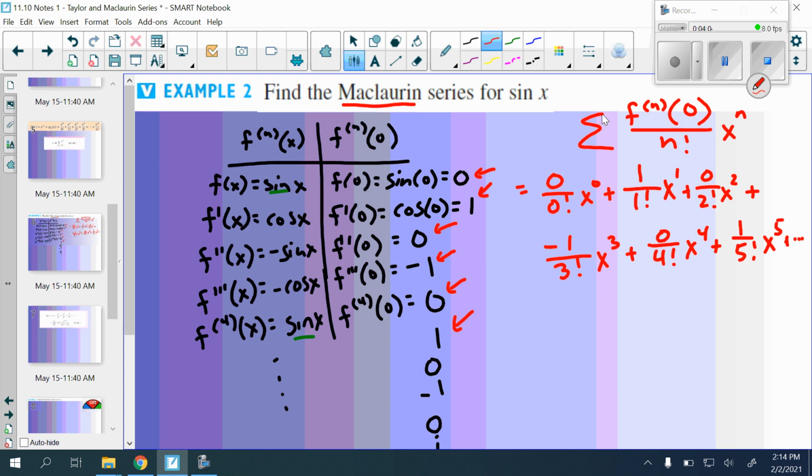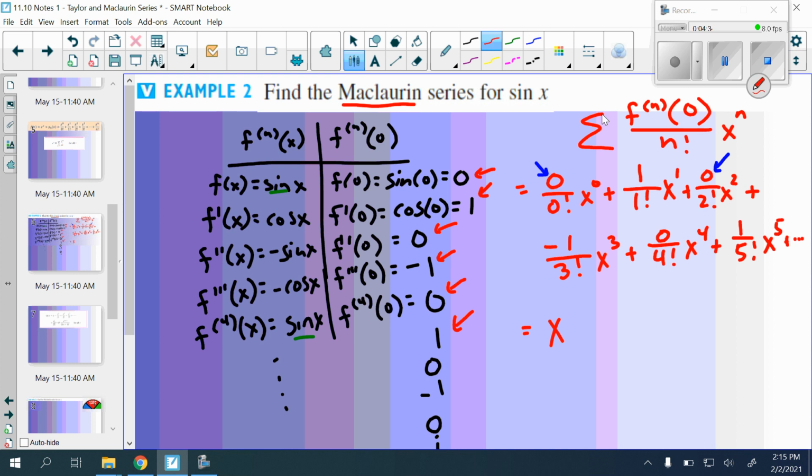I'm going to simplify some of these. So the first one, if we have a 0 here, 0 times anything is just going to make all that 0. So that 0, we don't even need to write anything. The next one, 1 over 1 factorial. 1 factorial is 1. 1 divided by 1 is 1. So we got 1 times x to the first, which all just could be written as x. So that's the first one. The next one has a 0 in this one as well, so all this times 0 is just going to be 0. I'm not going to write anything for that.